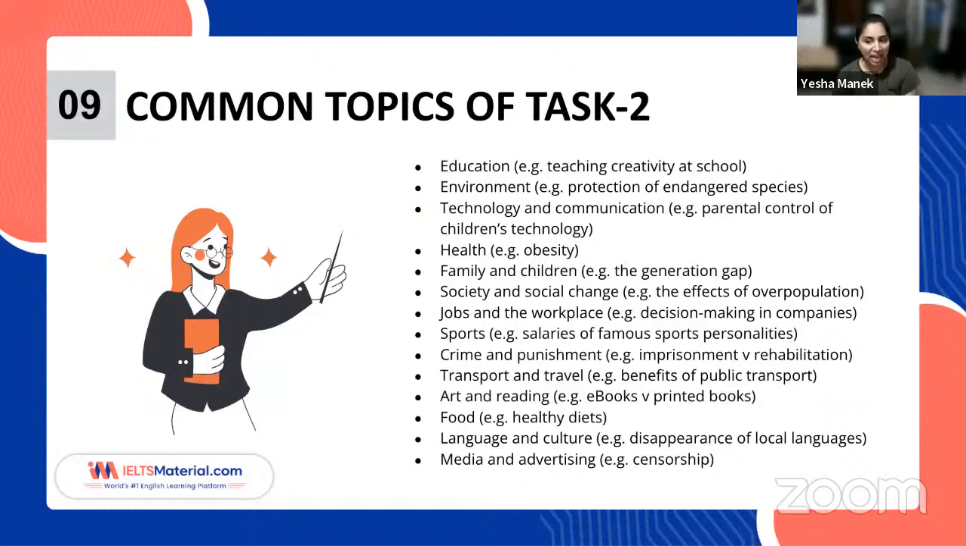Society and social change. Example, the effects of overpopulation. So people more and more are shifting from the countryside to the cities. So how does this affect? So the question can be related to that.